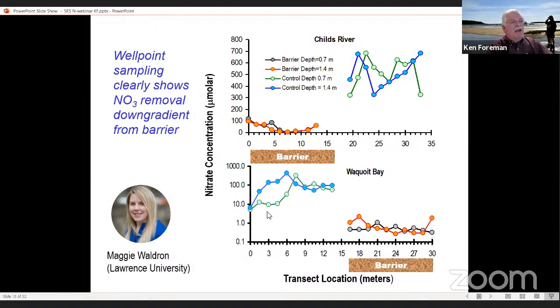Similarly in Waquoit Bay, and this is a log scale going from 0.1 to about 1,000 micromoles, where there was no barrier, concentrations range from 10 up to 150 or so micromoles. Where the barrier is located, concentrations were drawn down below 1 micromole.